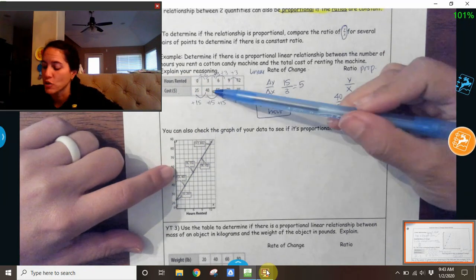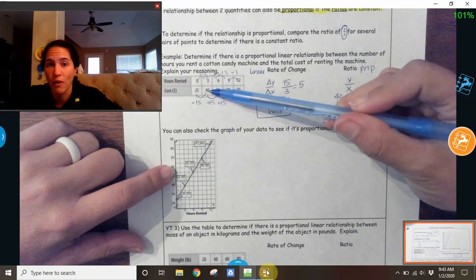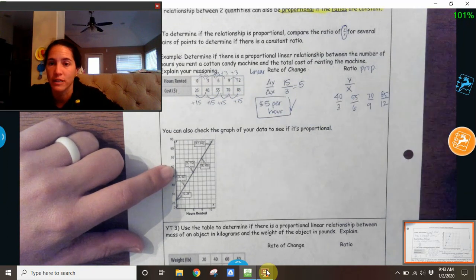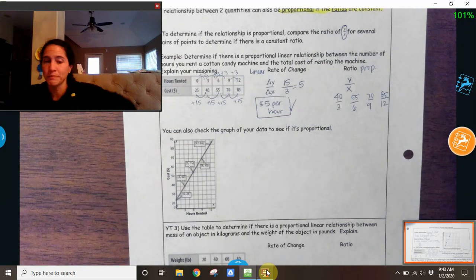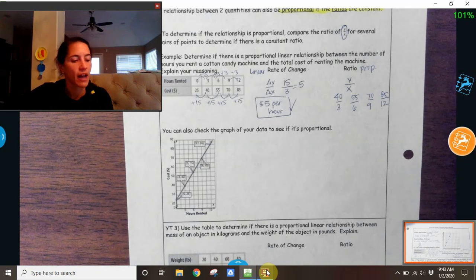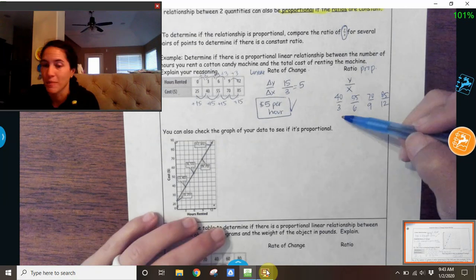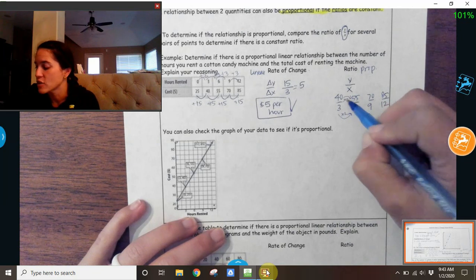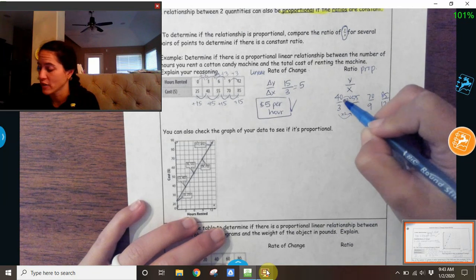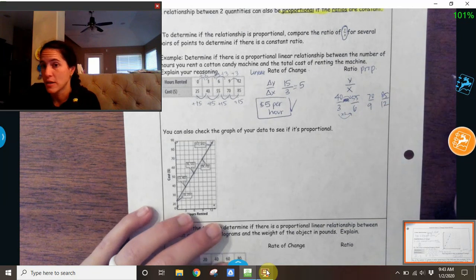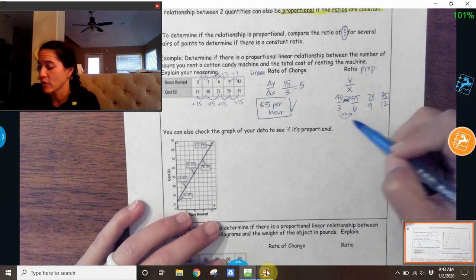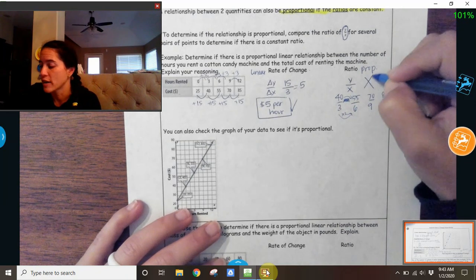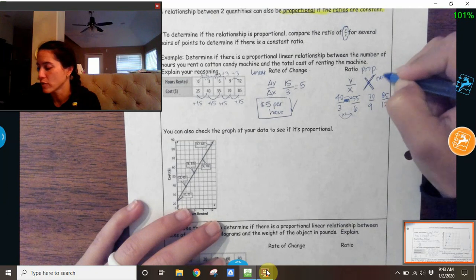And I got those from just looking at the ratio y over x, y over x, y over x, y over x. And I want to compare them. So if I look for a moment and compare them, I could see 3 times 2 is 6. Is 40 times 2 55? And the answer is no. I could say 3 times 3 is 9. 40 times 3 is not. So these are not proportional.